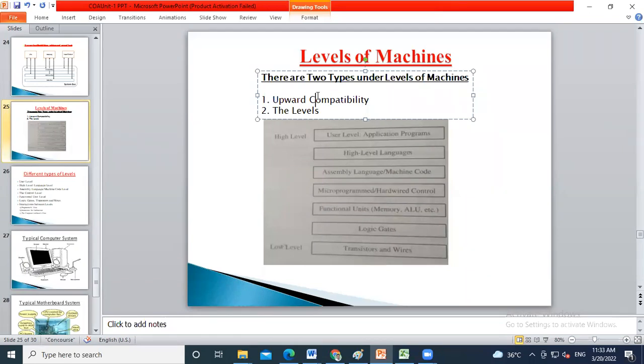For example, MS Office 7 will not work in MS Office 10, and many versions below MS Office 7 will not work in the higher versions of MS Office. You may have observed that. So for those kinds of compatibility problems, they have to make different levels to solve or overcome these problems.